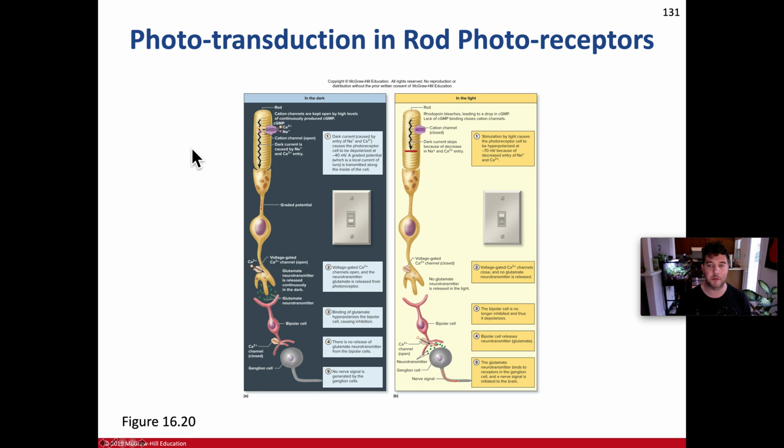Here is just your book's representation of that. In the dark, you can see the dark current is coming in, the cells are being depolarized, the photoreceptor cell is releasing glutamate to inhibit the bipolar cell. Bipolar cell is inhibited, so there is no action potential generated. In the light, the dark current is cut off, the cell becomes hyperpolarized, it stops releasing glutamate, the photoreceptor cell stops releasing glutamate. This allows the bipolar cell to be activated to release its neurotransmitter glutamate as well, which causes an action potential to be transmitted.